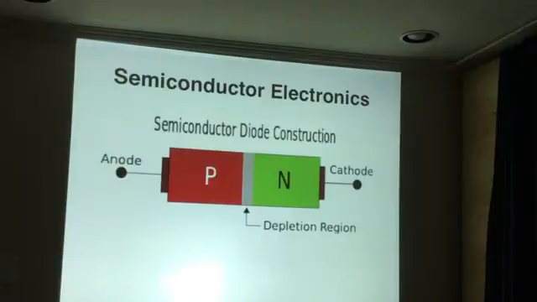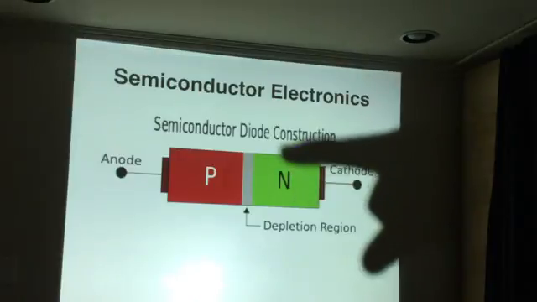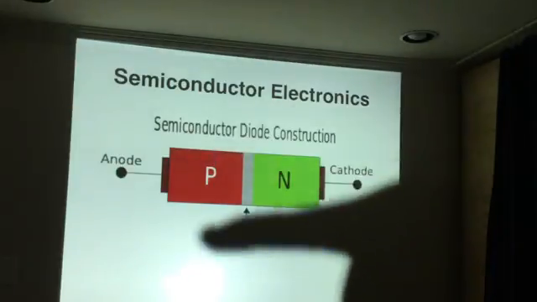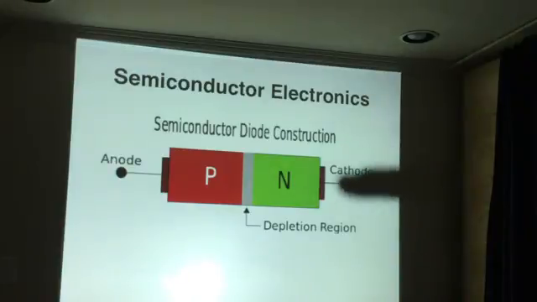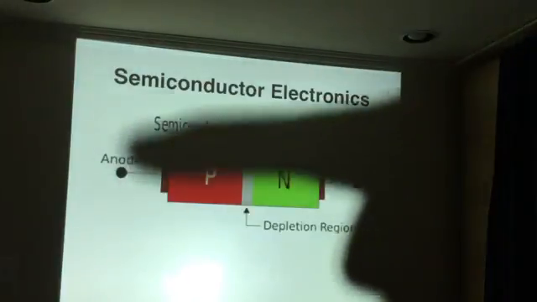Now, when you put semiconductors together, you form what's called a semiconductor diode. Remember, a diode in vacuum tubes has a cathode, which is the negative part, produces the electrons, and an anode, which is the positive part. This imitates or mimics that construction by putting a negative N-type semiconductor on one side and a positive semiconductor on the other side, one corresponding to the cathode, one corresponding to the anode.